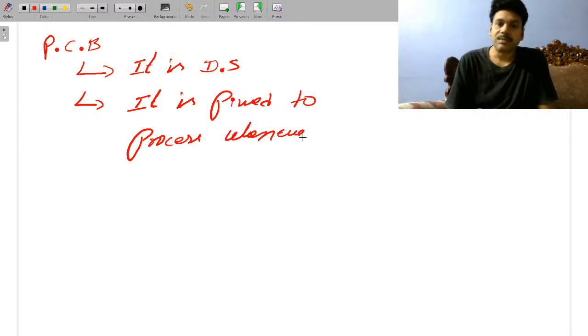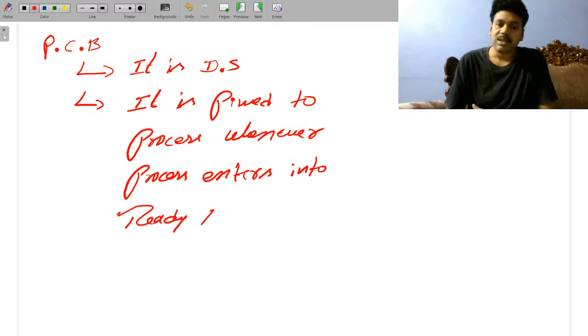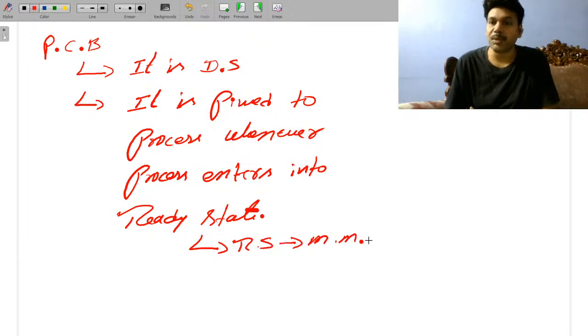Whenever a process enters the ready state, this is very important. A ready state is going to access some main memory. Therefore, your PCB is also pinned to your process in order to observe the states of the process. Sometimes the state will be new, sometimes ready, and sometimes run. So in order to observe that, the PCB is loaded and pinned along with your particular process, and that is why it is also accessing some main memory.